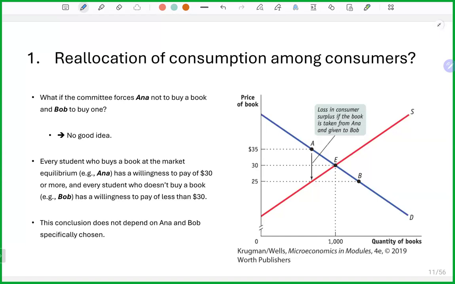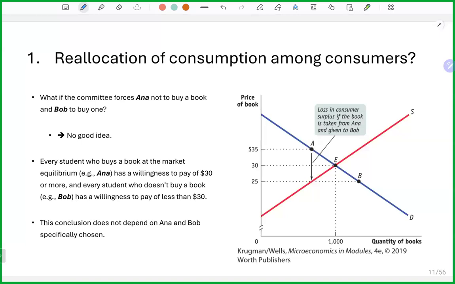In this way, not just Anna, anyone: if we take a book from anyone in this group and reallocate to anyone in this group, we only lose welfare. So the main message is that reallocation of consumption among consumers is not a good idea. Why? Because the market is doing well. The market ensures that those whose value is high get the book, and those whose value is low don't get it. It ensures the division according to their valuation.